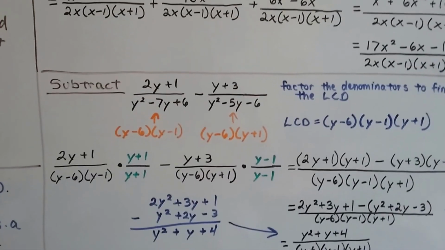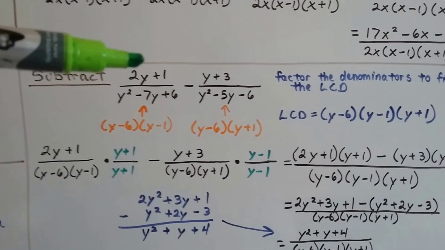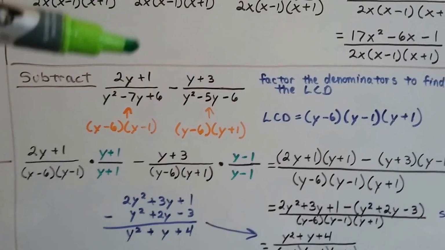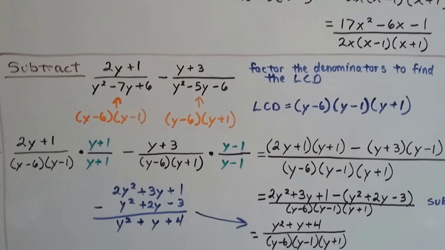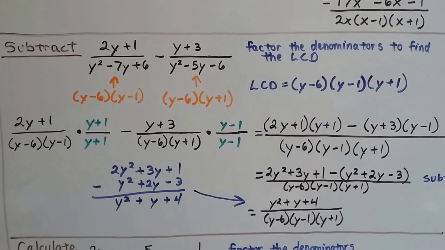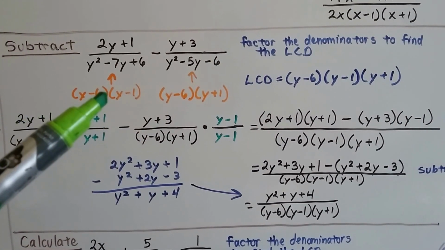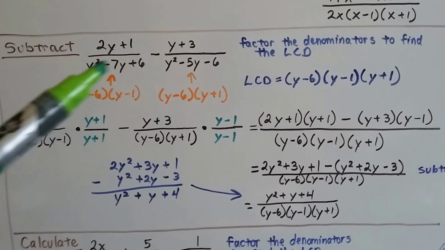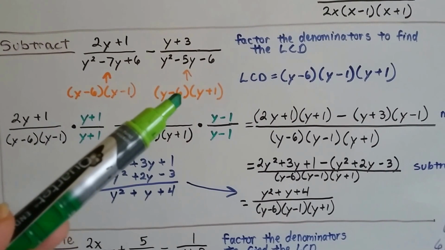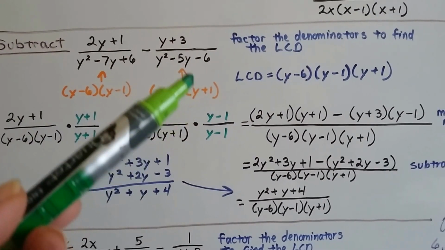Let's try a subtraction one. We're going to subtract this expression from this one. So first we're going to factor the denominators to find that least common denominator. This is a y minus 6 times y minus 1 for this denominator. This is a y minus 6 times y plus 1.